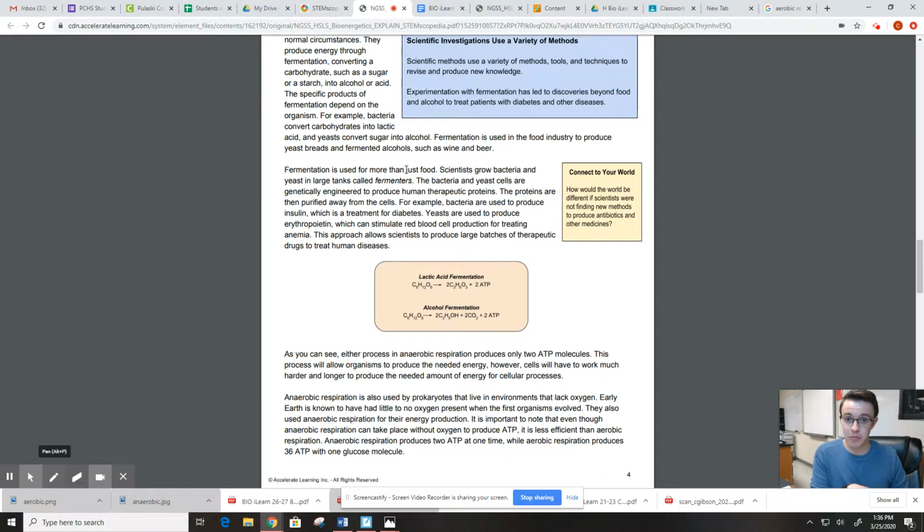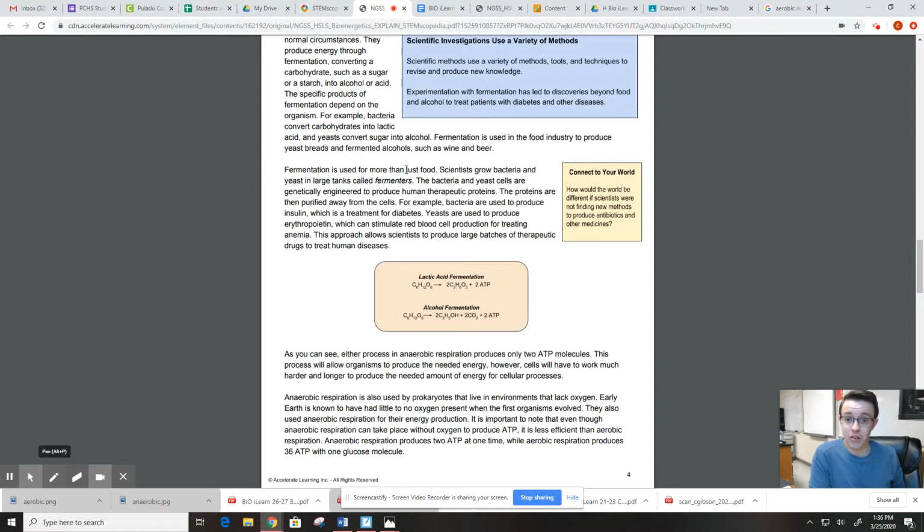So in most animals and in some bacteria, we go through what's called lactic acid fermentation. Lactic acid fermentation is where glucose is split into pyruvate, and then those 2 pyruvate molecules are then converted into a molecule called lactic acid. Lactic acid is not great to produce. This is not as beneficial as normal aerobic respiration.